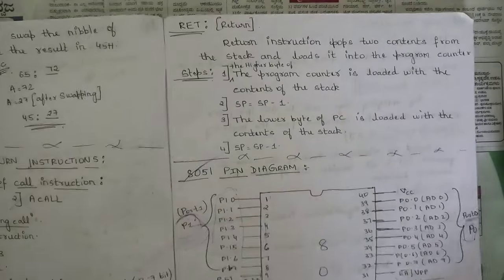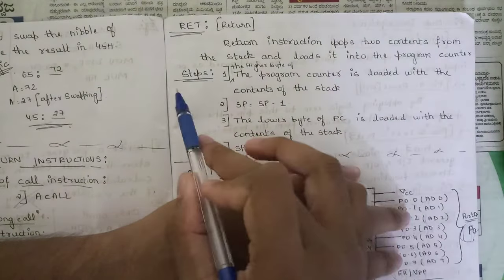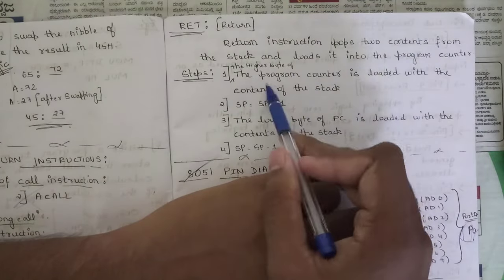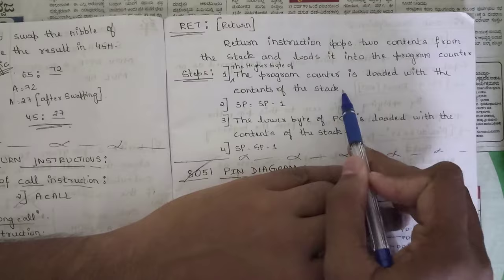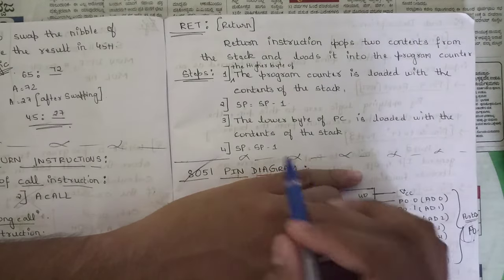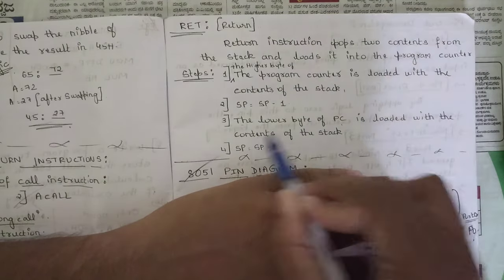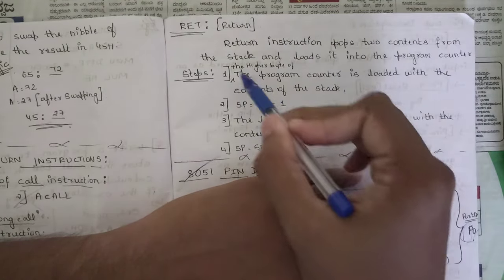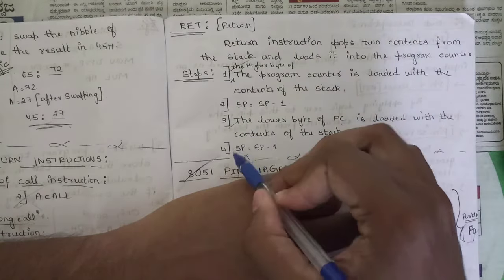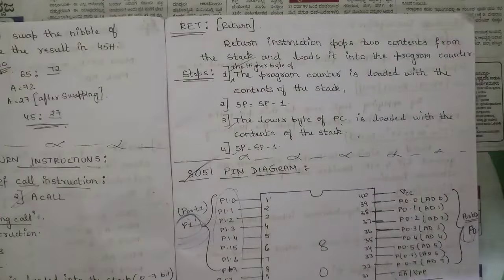And this is about the return instruction. The return instruction pops 2 contents from the stack and loads them into the program counter. The steps are: the higher byte of the program counter is loaded with the contents of the stack. Then the stack pointer is decremented, that is, stack pointer minus 1. The next step is the lower byte of the program counter is loaded with the contents of the stack. So first the higher byte is loaded, then after decrementing the lower byte is loaded, and then it decrements again. So this is all about the return instruction, please note it down.